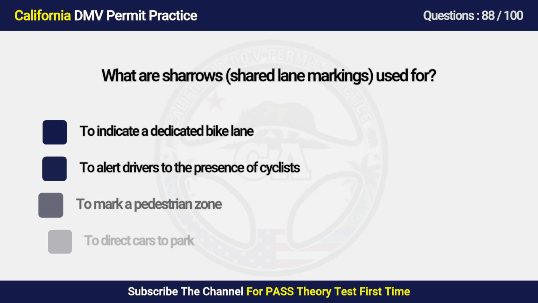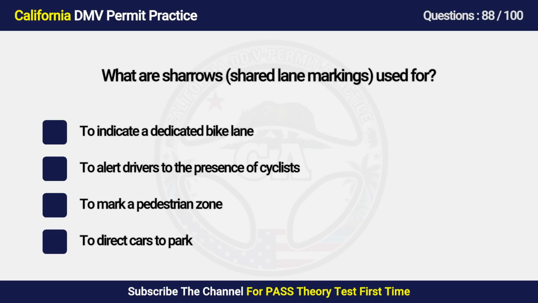Question 88. What are sharrows, shared lane markings, used for? A. To indicate a dedicated bike lane. B. To alert drivers to the presence of cyclists. C. To mark a pedestrian zone. D. To direct cars to park.